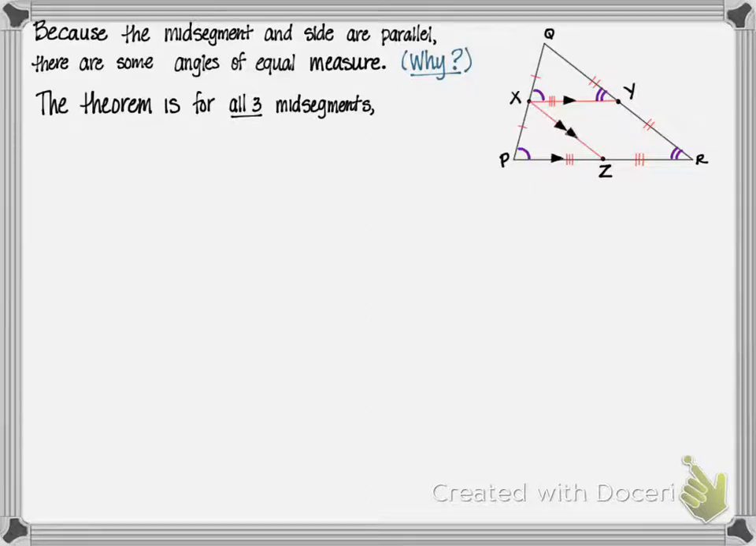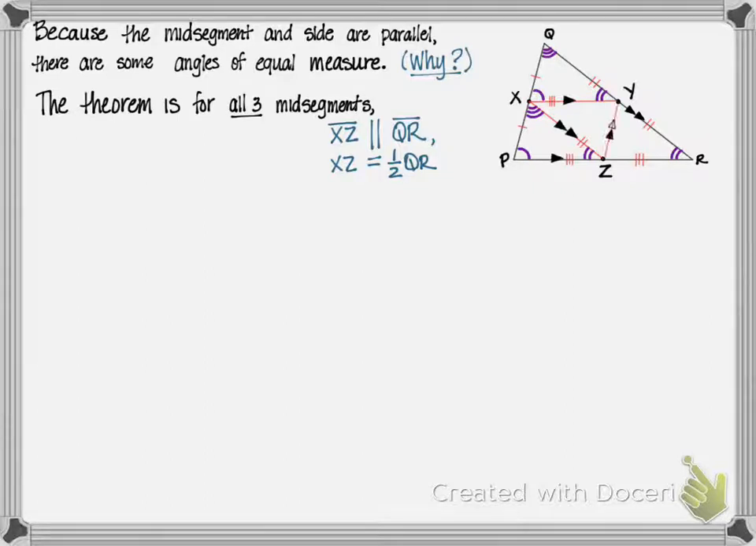So if we draw in the next midsegment, the midsegment XZ, the midsegment theorem says that it's parallel to the side QR and that it is half the length of the side QR. And we also have a pair of corresponding angles that are congruent. We have another pair of corresponding angles that are congruent.